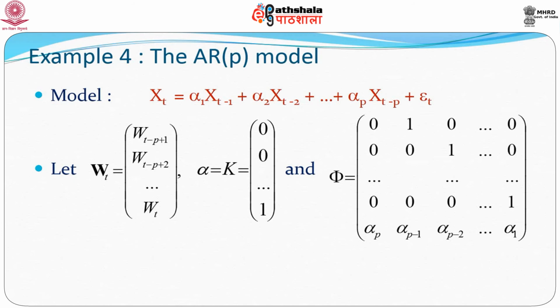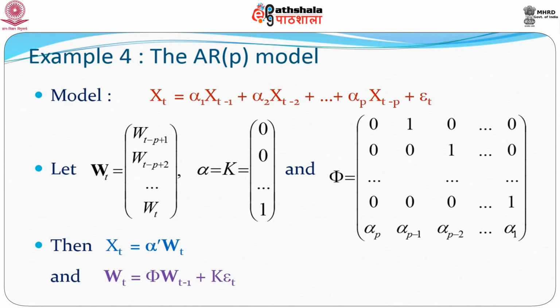and only the last equation gives us xt is equal to alpha 1 xt minus 1 plus alpha p xt minus p plus epsilon t. That is the AR model. So, we can write the AR model in the state space form.